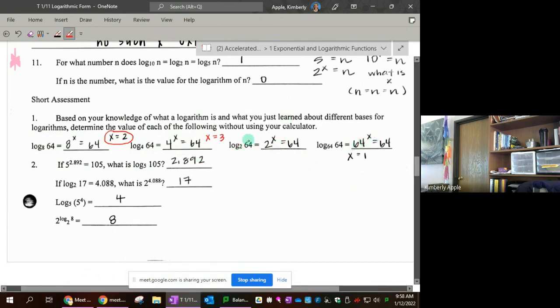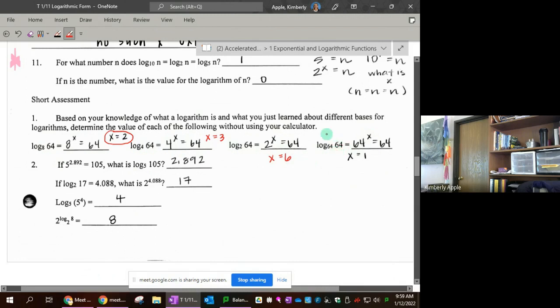So again, log base 2 of 64. Well, 2 to what power gives me 64? You might have to work with that one. What is it? 6. 2 to the 6th power is 64. This one, log base 64 of 64, is really asking me 64 to what power will give me 64? The first power. So x is equal to 1.